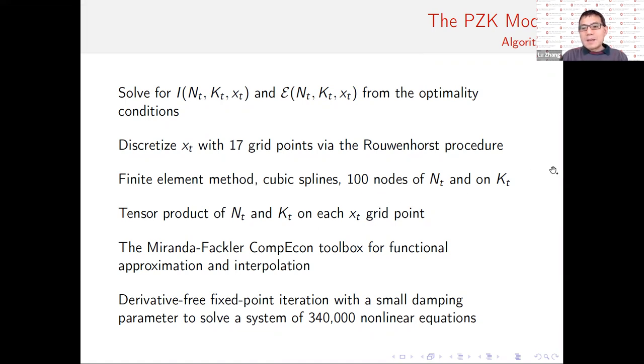But we want to ensure the accuracy of our computing. After all, this is an article published in Quantitative Economics. So we went a little bit overdrive, 100 by 100. It turns out the code takes about 1 week to run. So we're not worried about the speed, we worry more about accuracy.